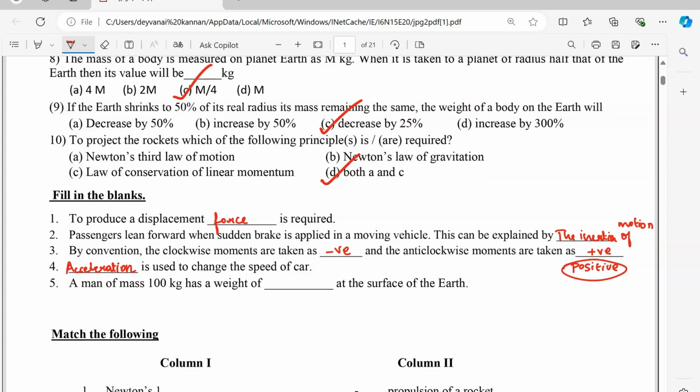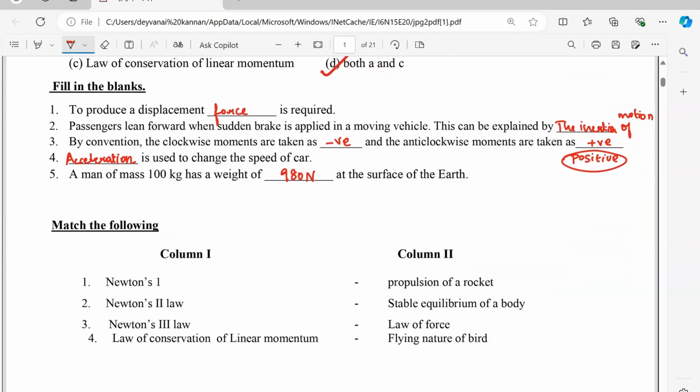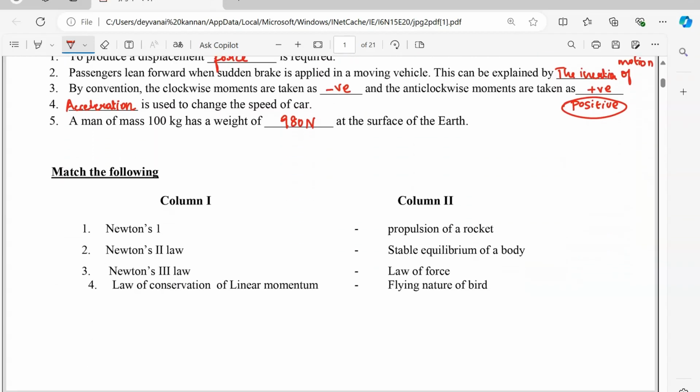A man of mass 100 kg has a weight of dash at the surface of the earth. 980 Newton. Okay. Next one, let's see match the following.